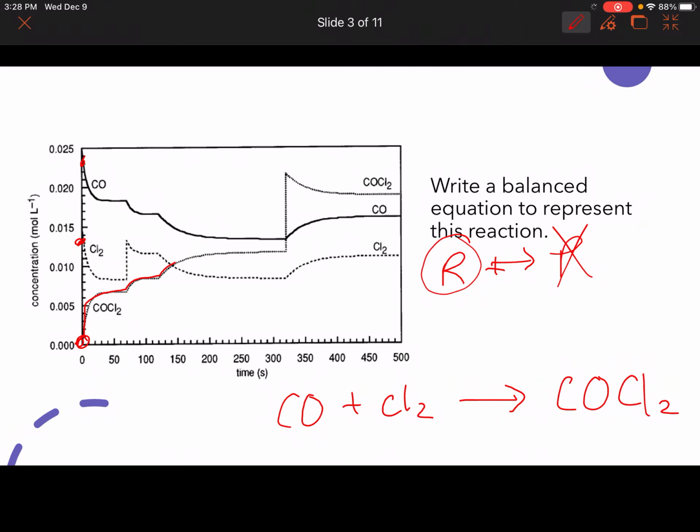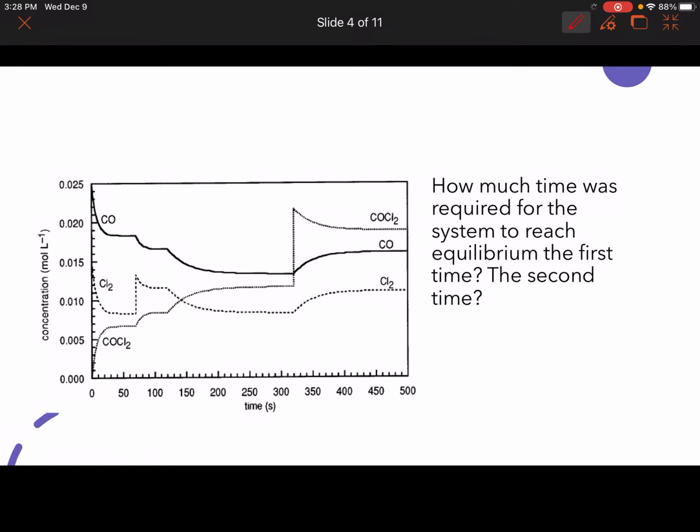So that is my balanced equation here, and you just want to make sure you look at it and make sure that it's balanced, and it is, so we're all good. So that is the balanced equation for this reaction. We're just going to go through the series of questions here.